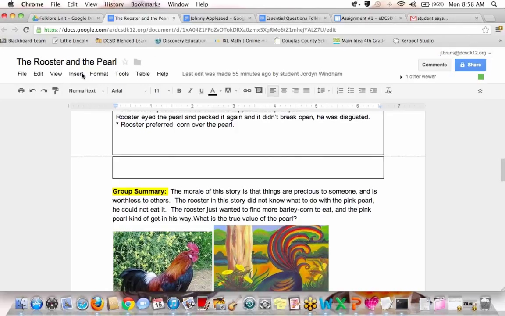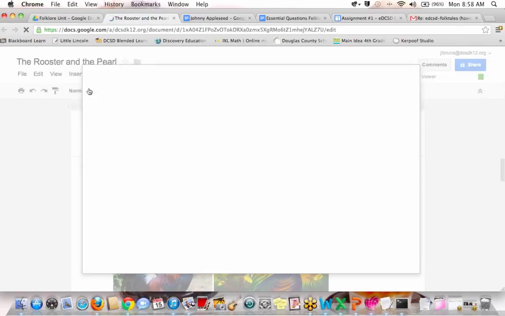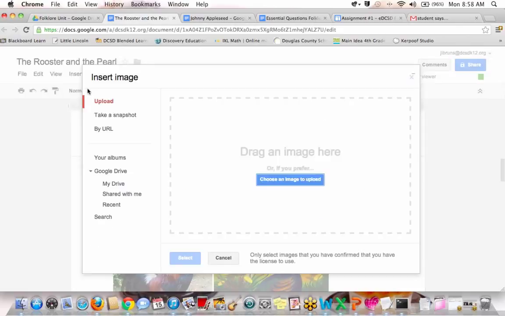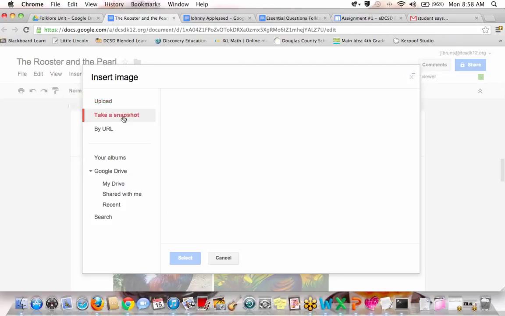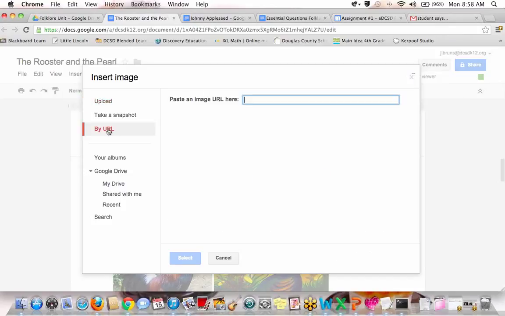Here's another way. If you go to Insert, you could go to Image. You can do your screenshot, and you can upload or drag your image right onto the document. You can take a snapshot, upload it if you've already saved it to your desktop, or even paste in. This might be a good option for you, Nick, sorry, Lucas, is to paste in the URL, the website where you made that Wordle.